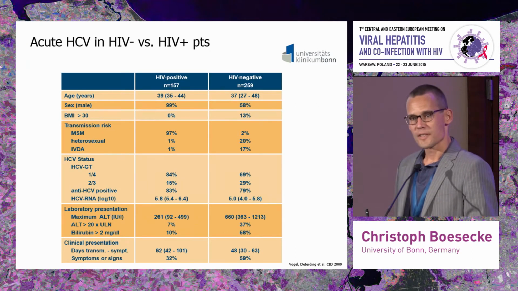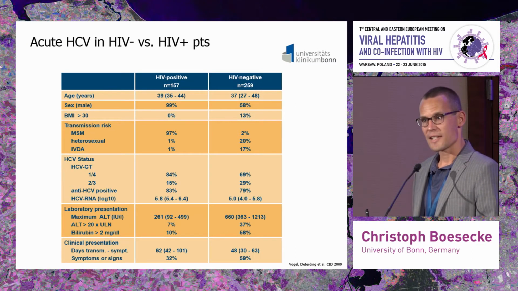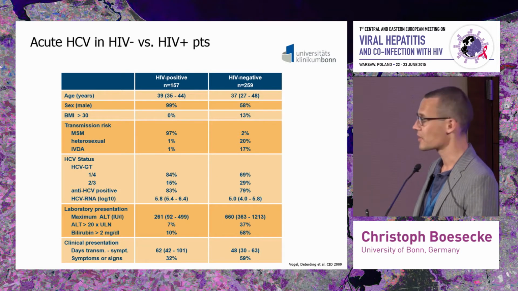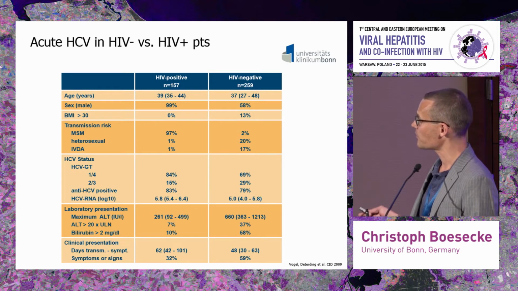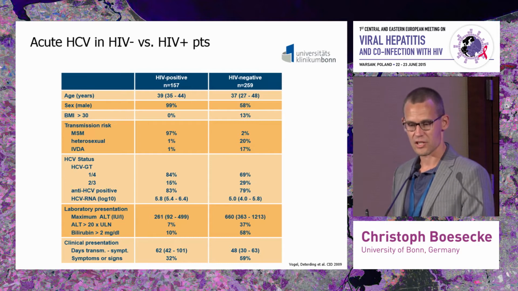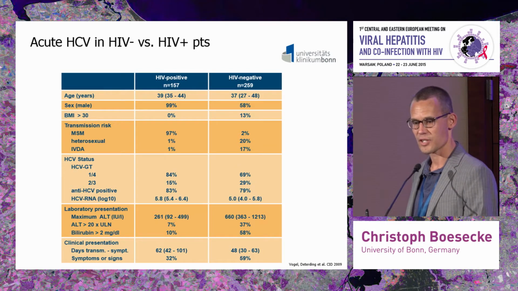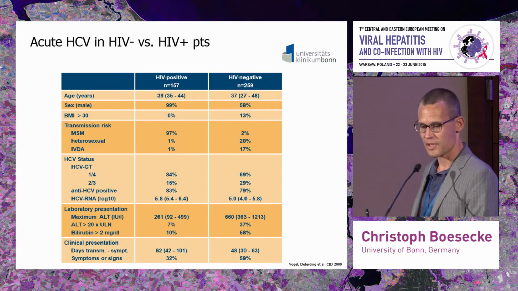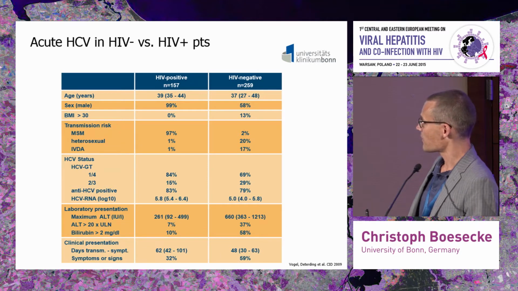It's rather important to keep the ALT elevation in mind as the main leading finding that triggers the diagnosis of acute hepatitis C infection, because especially in HIV-positive patients, the symptoms of an acute HCV infection are rather mild, and compared to HIV-negative monoinfected patients, the patients are less likely to show any clinical signs or symptoms, which you can see at the bottom.